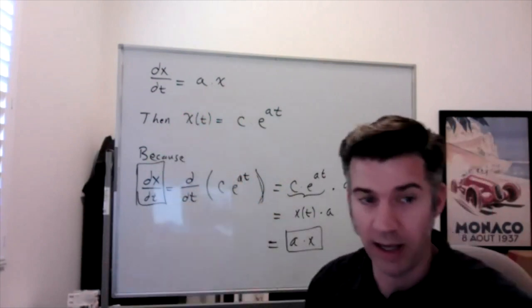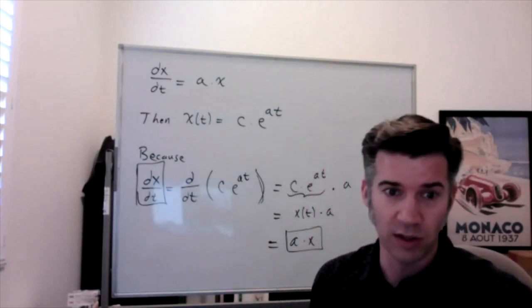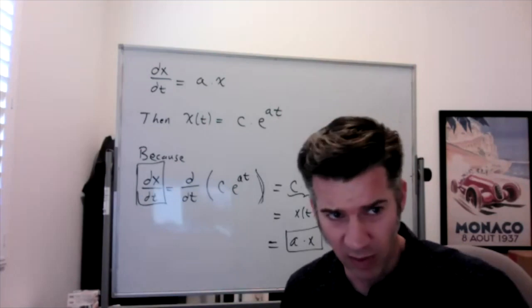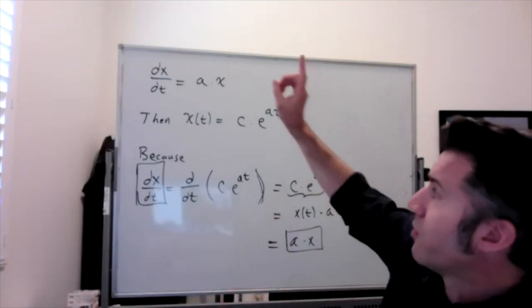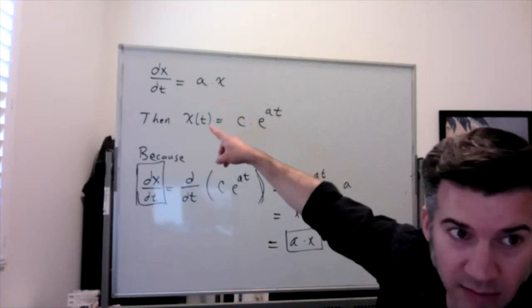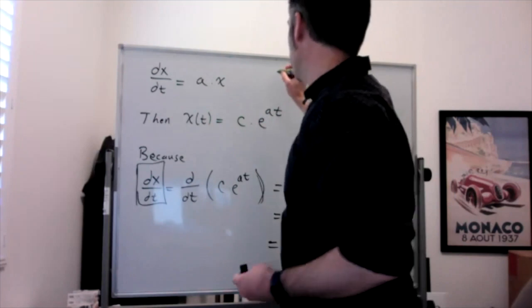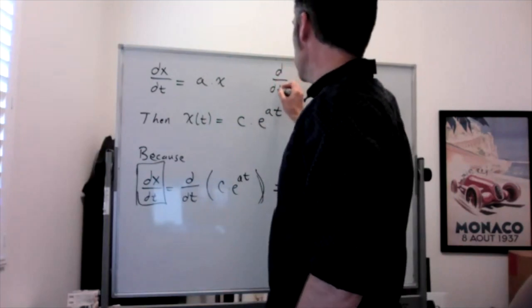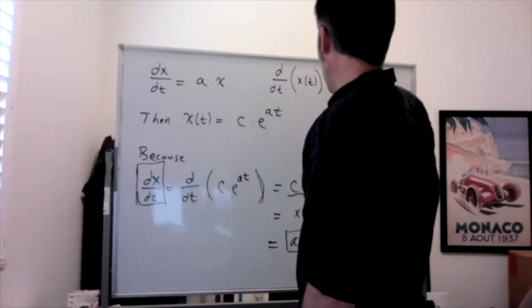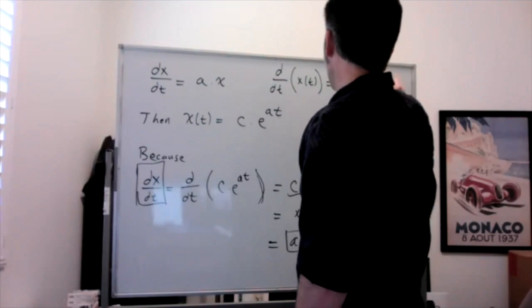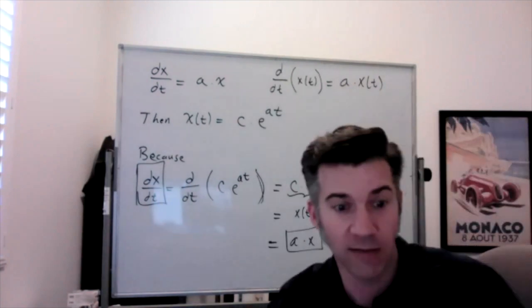And then he showed it in class, and the way he went about it was a little bit different. You can certainly do it the separation of variables way, but really you just need to be aware that if you're looking for the derivative of x with respect to t equal to a times x, you could write this as, and he wrote it more as, d/dt of x(t) is equal to a times x(t). Just trying to be super explicit about the fact that x is a function of t.